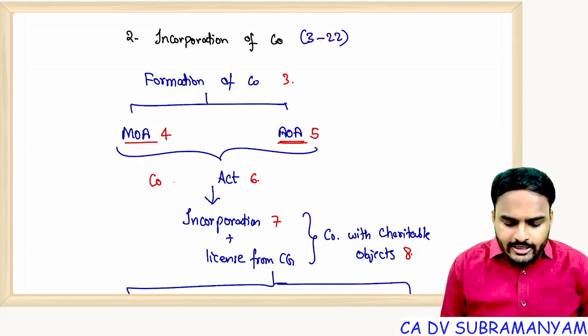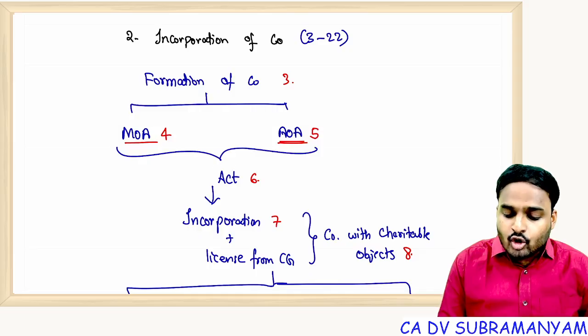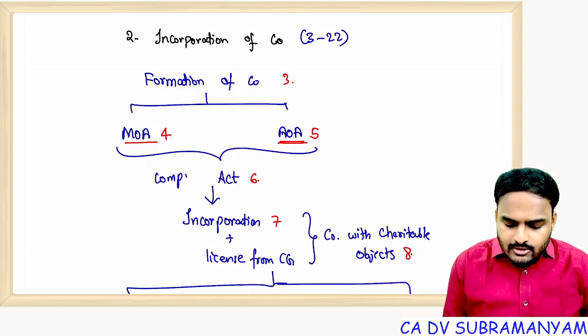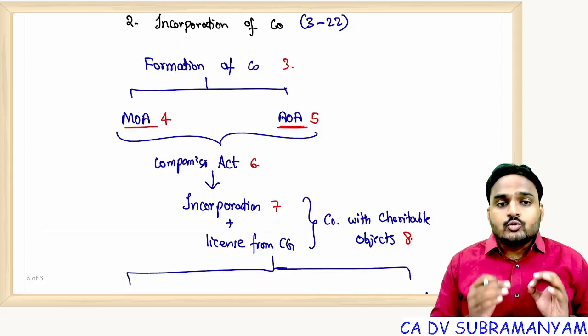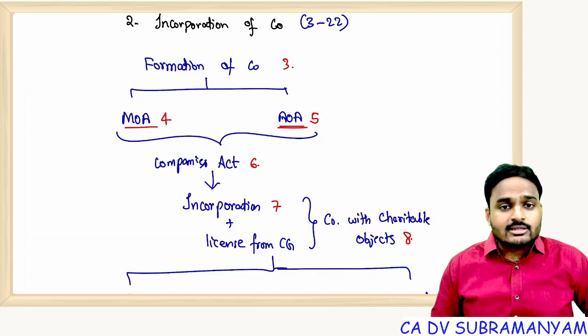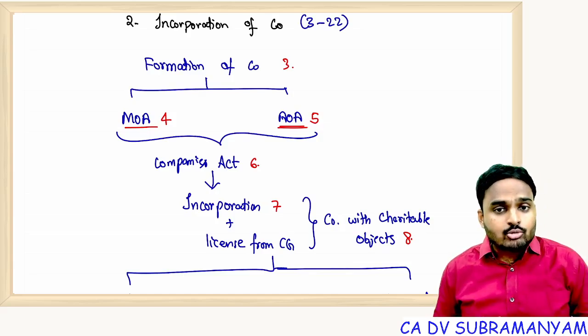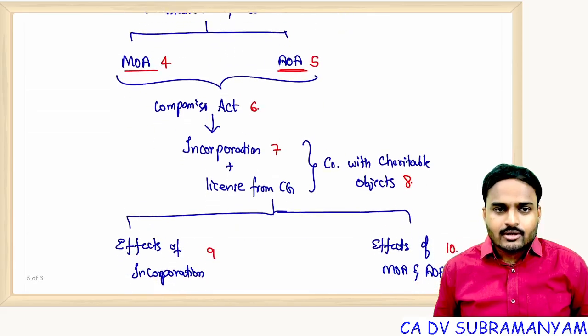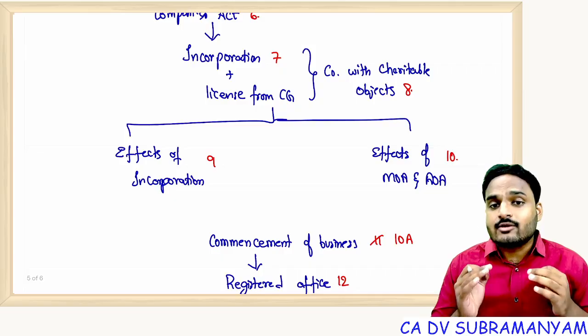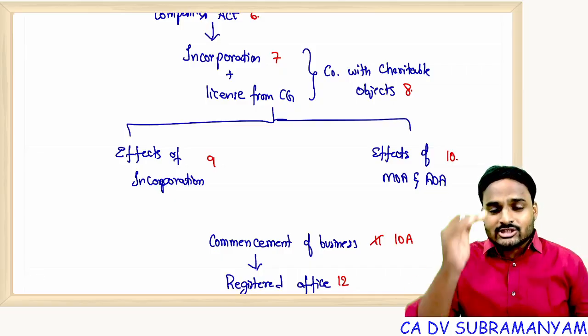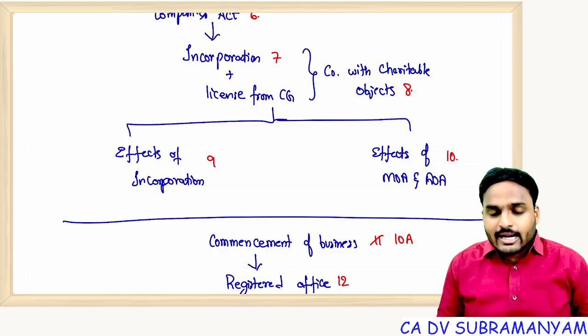Once the documents are ready, then proceed with incorporation. Correct? So, along with incorporation, if you are able to get a license from the central government, then your company is known as a company with charitable objects, or charitable company. Once incorporation is over, what is the effect of incorporation and what are the effects of MOA, AOA? So section 3 to section 10, one branch completed.